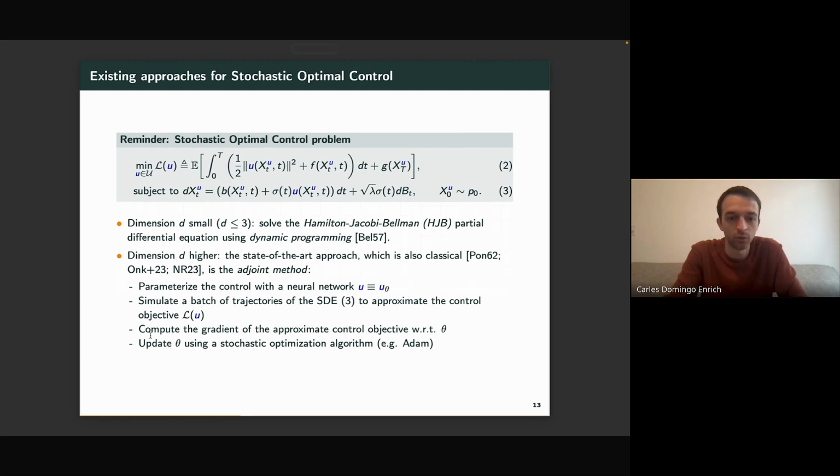If you want to backpropagate, thanks to the automatic differentiation engines, what you have to do, for example if you use PyTorch, is you just do with torch grad, you simulate the trajectory, and then you can just run the backpropagation. When you write the code, you don't actually have to do much. You just have to simulate and then backpropagate.